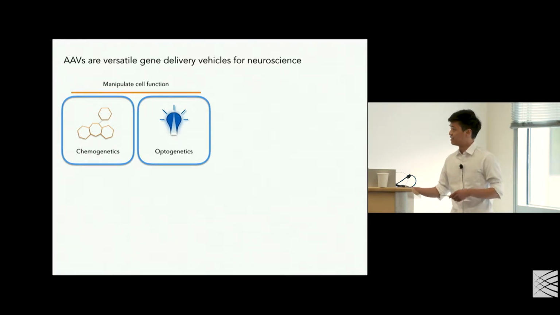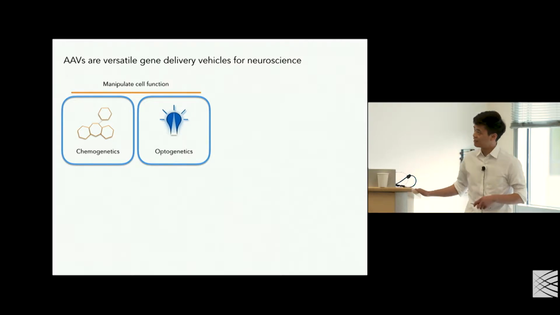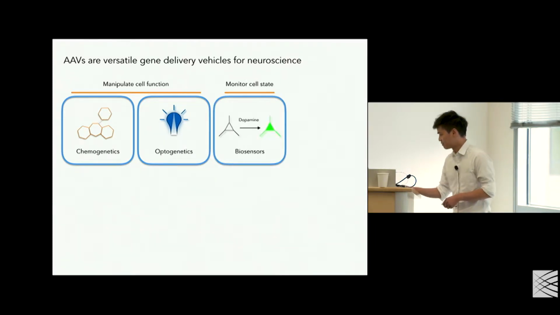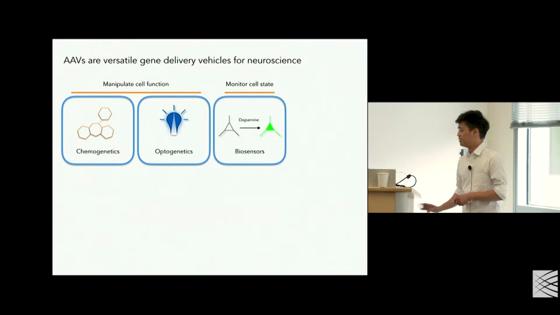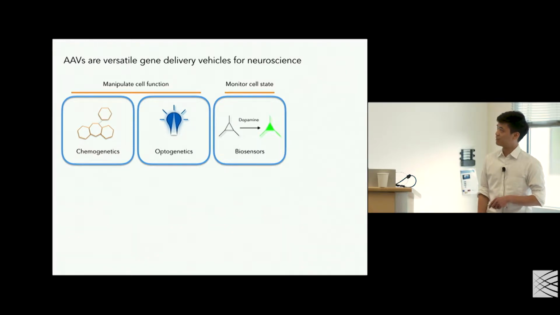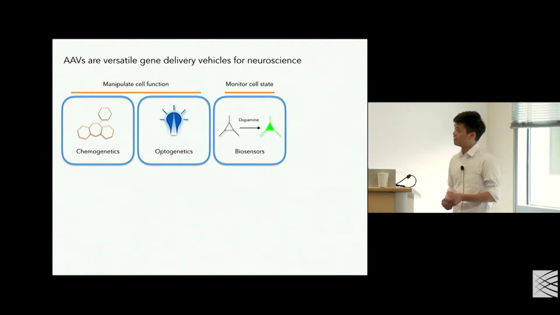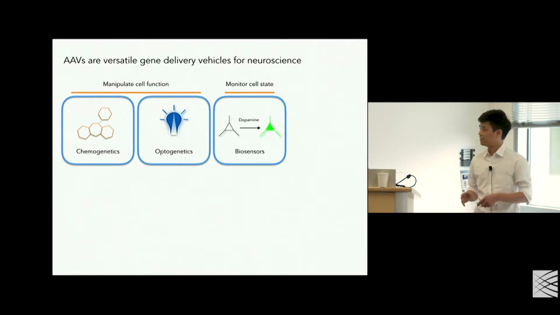And these genetic tools enable techniques called chemogenetics and optogenetics, and neuroscientists use these tools to probe how biological activity relates to behavior. AAVs can also be used to deliver genetically encodable sensors. So there are sensors that can sense the presence of calcium or certain neuromodulators, or even changes in electrical activity in a cell.